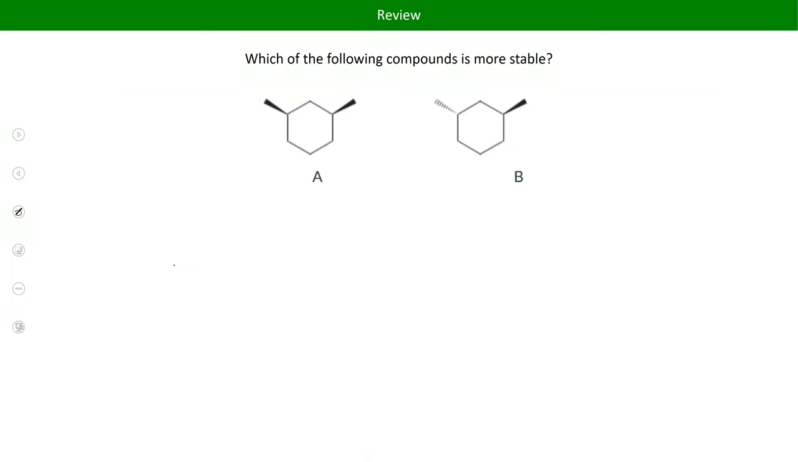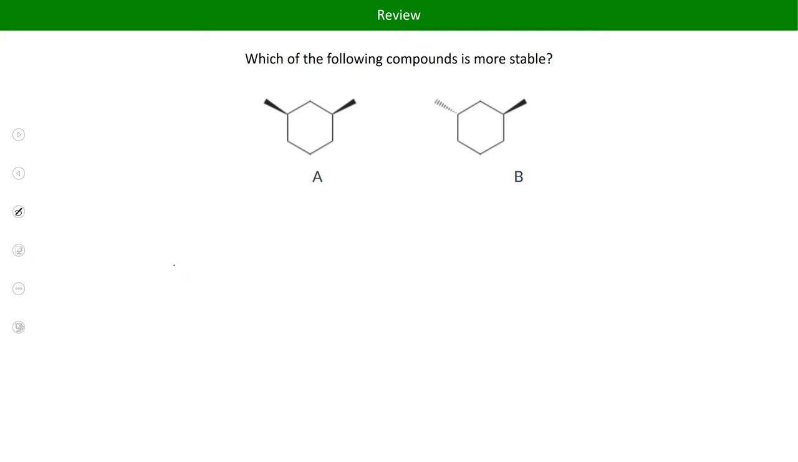All right, let's review with the quiz questions themselves, not your quiz questions, but the ones I ask you. So we looked at a lot of 1-2. We looked at both versions of 1-2 disubstituted cyclohexane, right? We didn't look at 1-3.